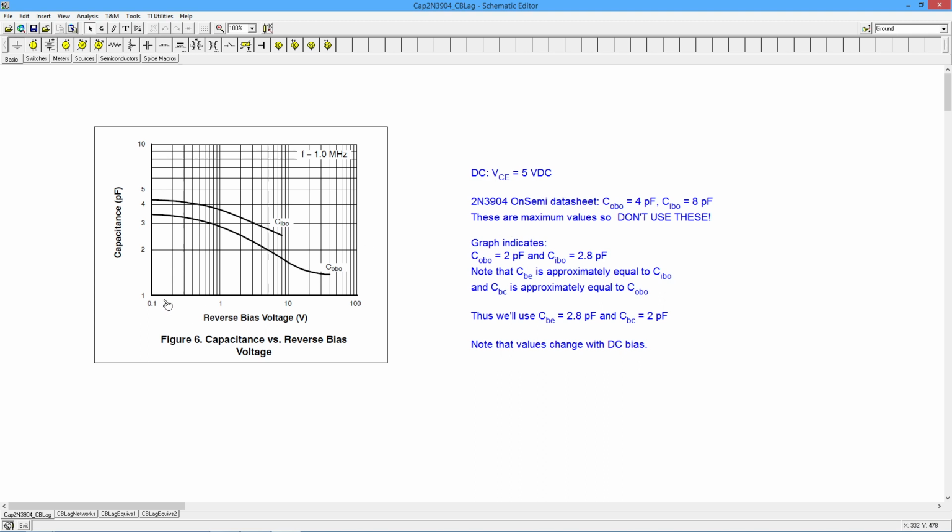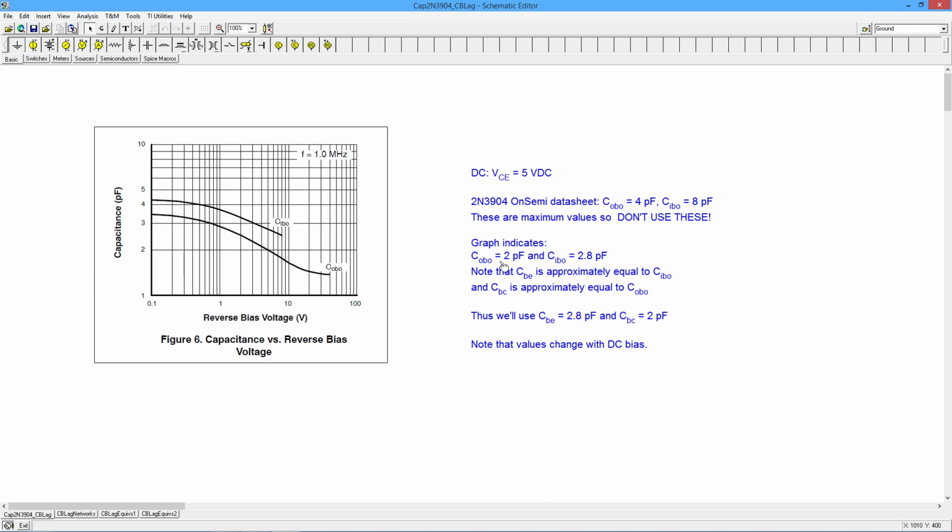So what I do is I look up this voltage and then see what the appropriate capacitance is. Easy peasy. So in our case, we go to 5 volts. This is a logarithmic axis, so this is 1, 2, 3, 4, and 5. And as I come up, you can see COBO is about 2 picofarads. And then if I were to continue up, we're going to estimate CIBO. I call it 2.8. There is a little bit of fuzz on that, but again, we do what we can.